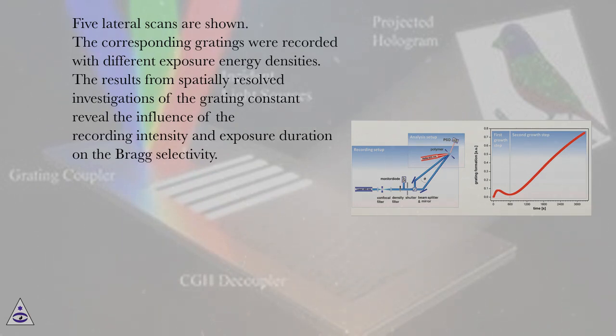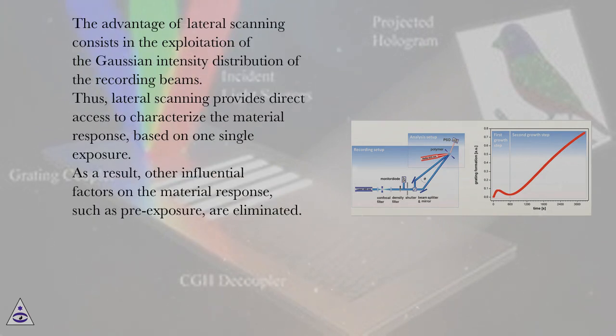The results from spatially resolved investigations of the grating constant reveal the influence of the recording intensity and exposure duration on the Bragg selectivity. The advantage of lateral scanning consists in the exploitation of the Gaussian intensity distribution of the recording beams. Thus, lateral scanning provides direct access to characterize the material response, based on one single exposure. As a result, other influential factors on the material response, such as pre-exposure, are eliminated.